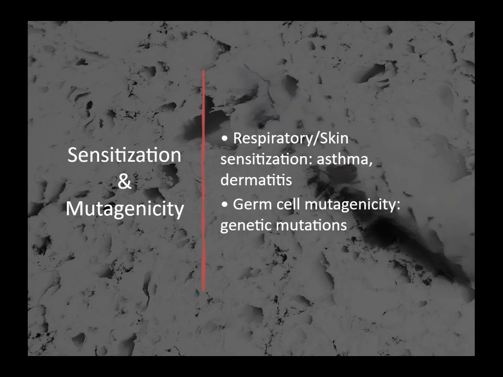Germ cell mutagenicity. This hazard class includes chemicals that may cause mutations in germ cells, which are the reproductive cells, sperm and egg. These mutations can be passed on to future generations, potentially leading to hereditary diseases. Mutagens can cause changes to the structure of DNA, and this class is subdivided into categories based on the weight of evidence that the substance can cause heritable mutations in human germ cells.